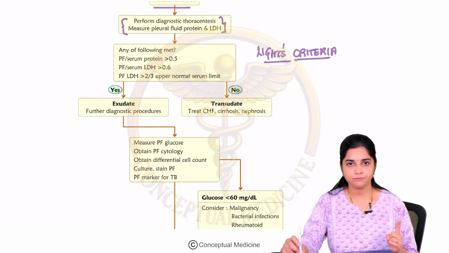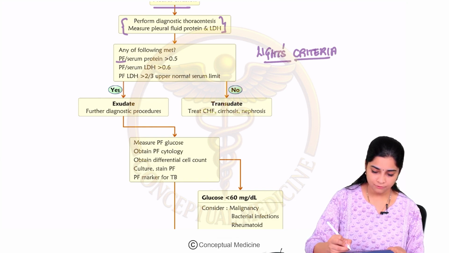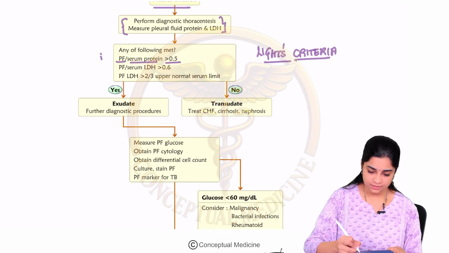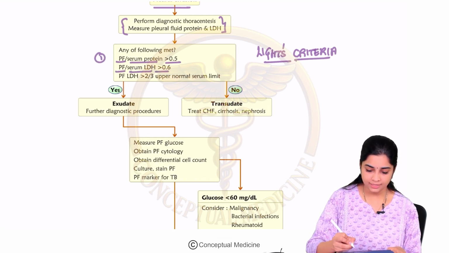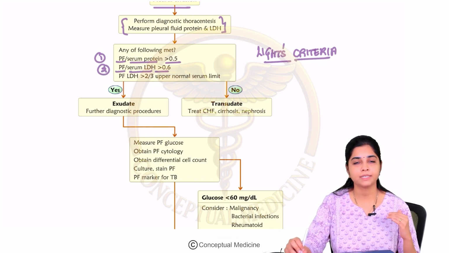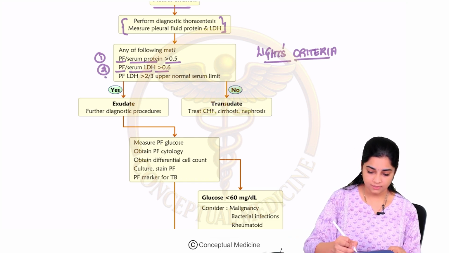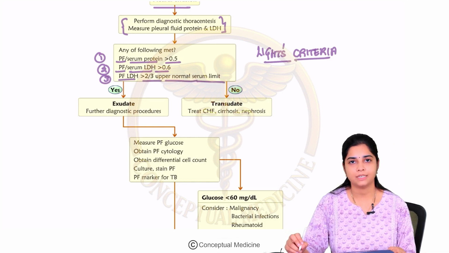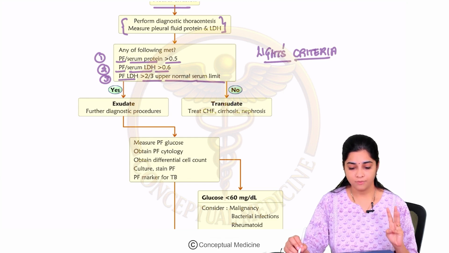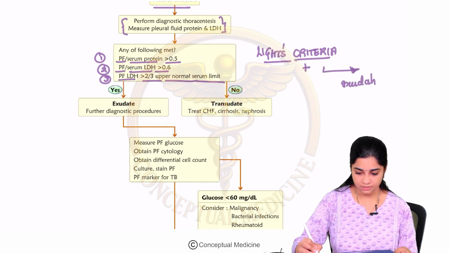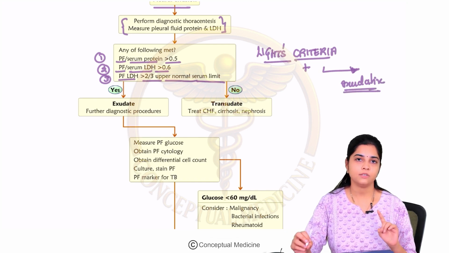So what are the parts of the Light's criteria? We take the pleural fluid by serum protein more than 0.5. Okay, that is the first point. Second point is pleural fluid by serum LDH more than 0.6. And the third is pleural fluid LDH more than 2/3 the upper limit of normal of the serum LDH. So these are the 3 points. If even one of them is present, then it is Light's criteria positive, and this means that the effusion is exudative in nature.